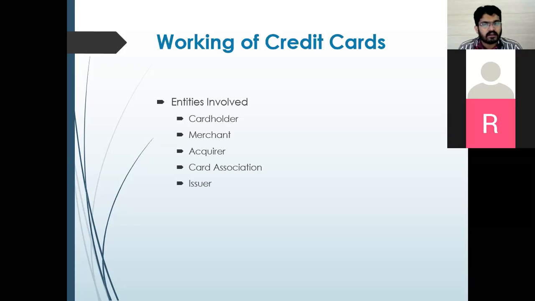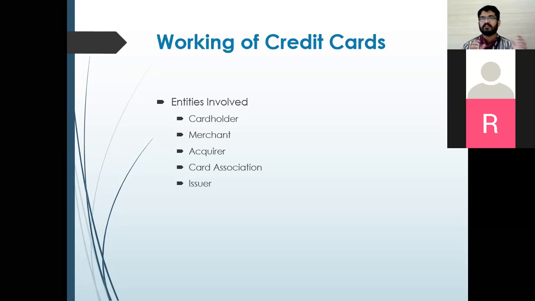Okay, acquirer is maybe you can say the merchant's bank. The banks which support the merchants are normally called acquirers. Then we have card associations. Card association is your RuPay or Visa or your MasterCard. These are called card associations. And the last one is issuer. Issuer is the card holder's bank. So these are the various parties or entities involved in credit card transactions.